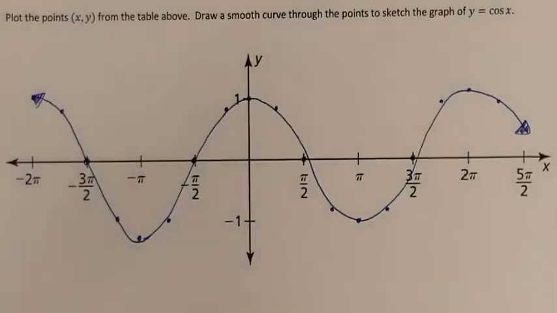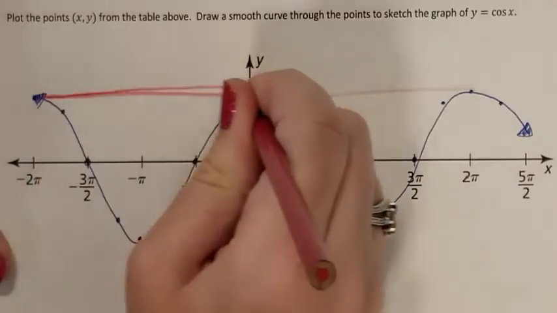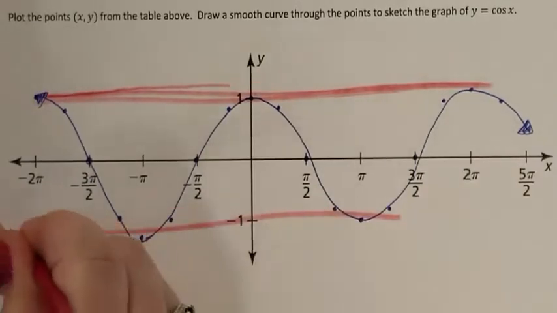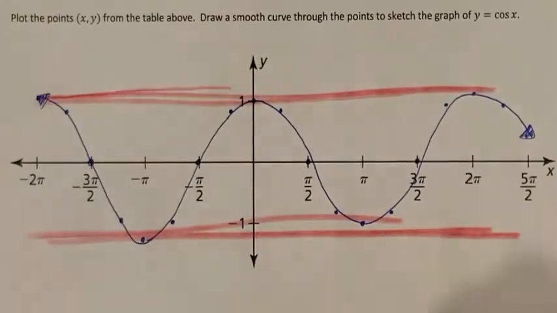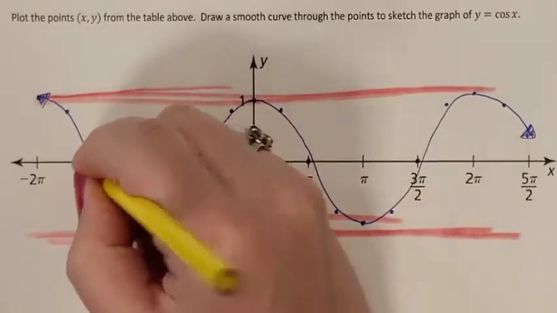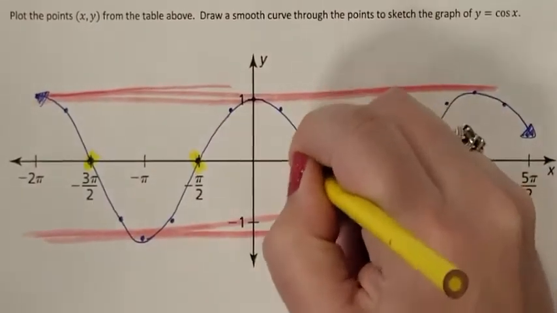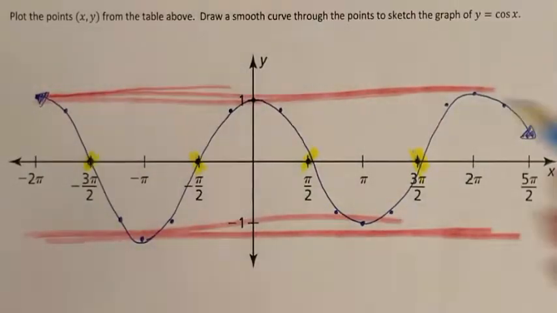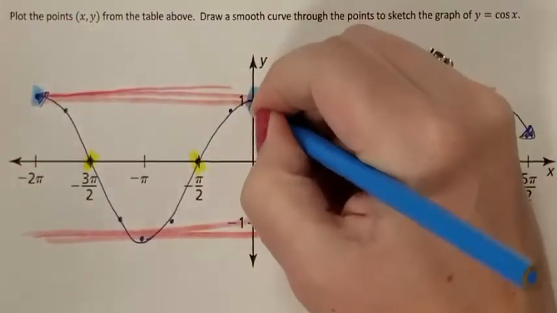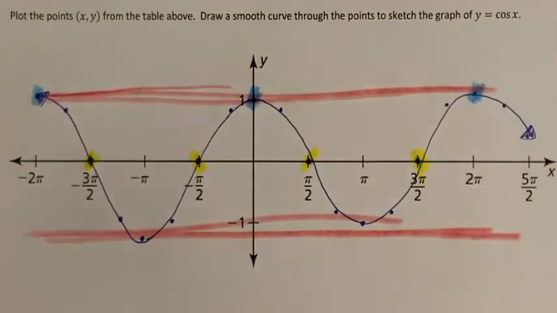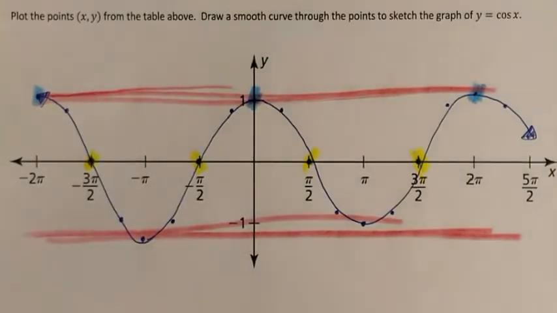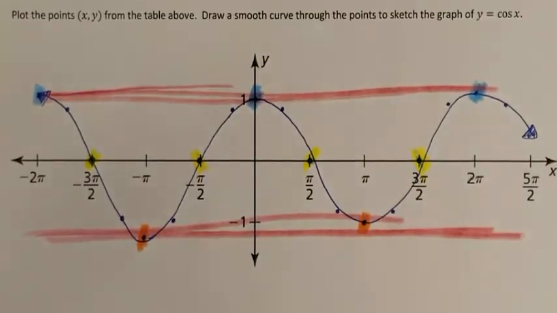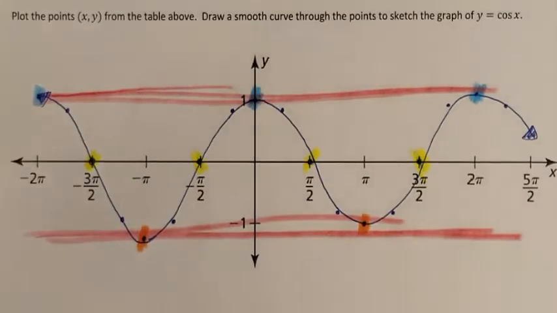So what do I observe of this problem? I observe that it always is stuck between right here, this positive 1, and this negative 1. I observe that I have x-intercepts here, here, here, and here. I observe that I have a maximum value here, here, and here. I observe I have a minimum value here and here. And I observe that I have some increases and decreases.